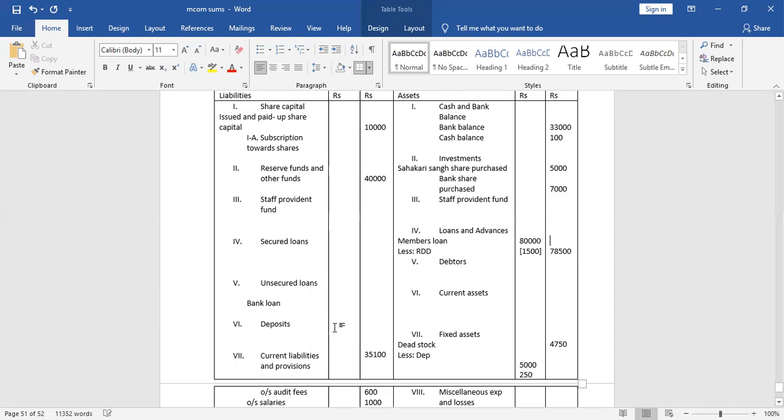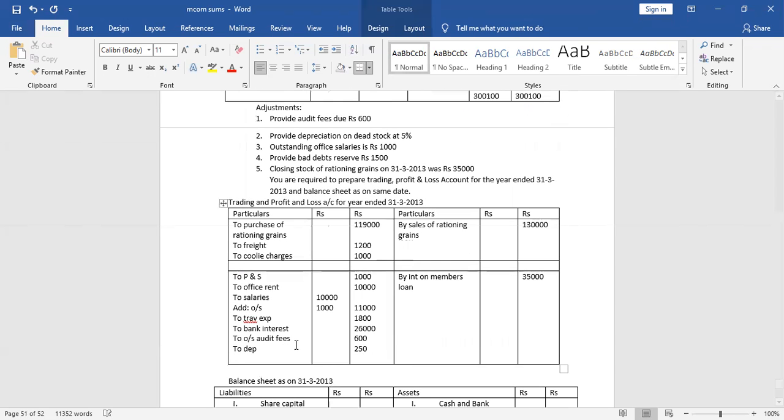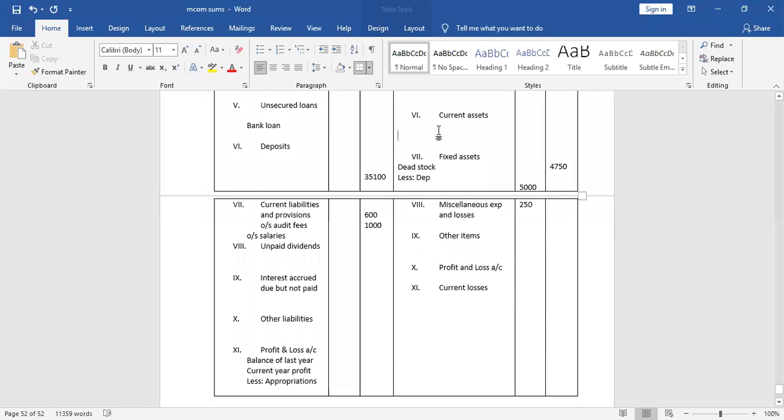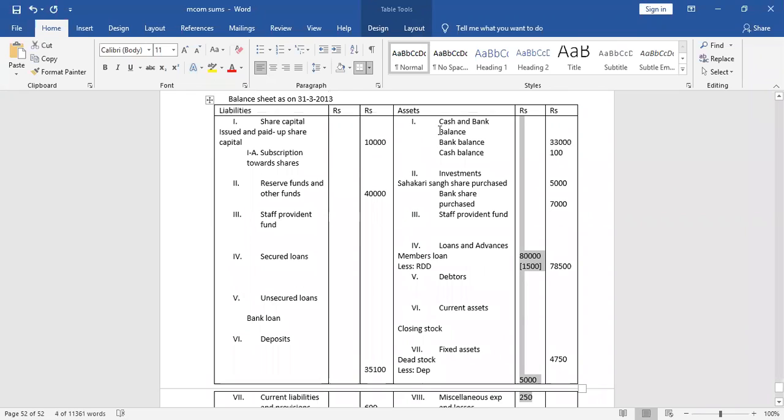And then what is there? We have to show in the P&L account also, to RDD 1500. Then closing stock 35,000. So we will write by closing stock 35,000. And in current assets we will show closing stock, 35,000.